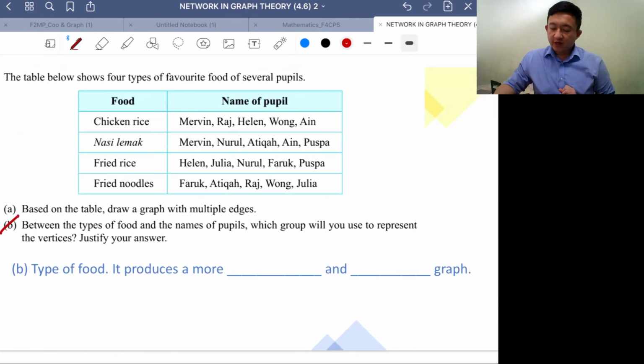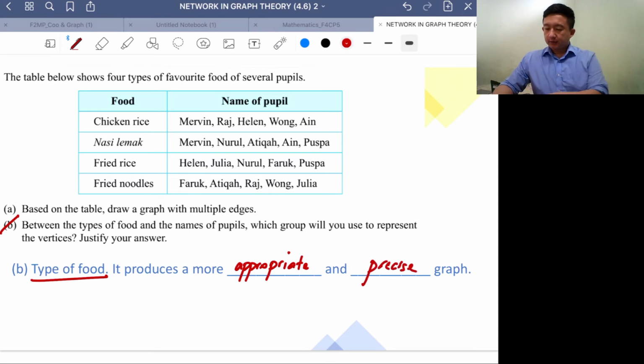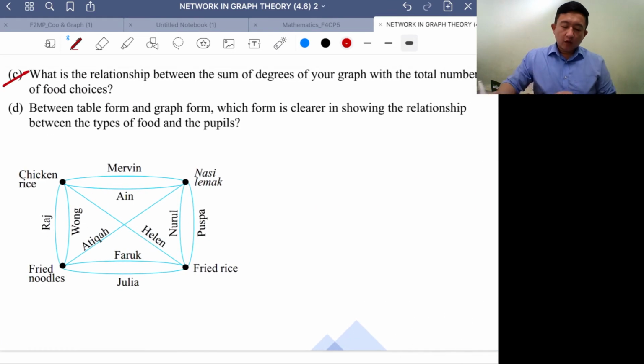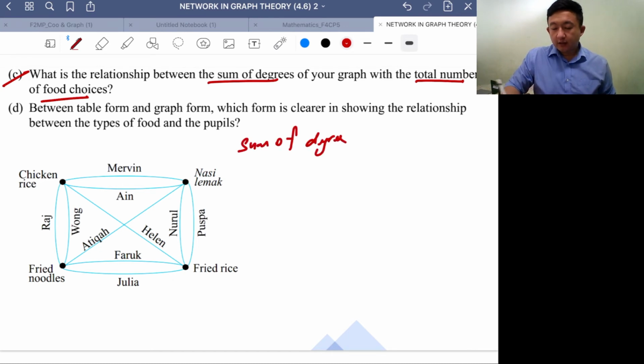Based on the type of food and the name of the student, which group do you use to represent the vertices? I'll go for type of foods, as I mentioned, because it produces a more suitable, more appropriate and precise graph, right? And then we go on with C. What is the relationship between the sum of degree of your graph and the total number of food choices? Sum of degree, the formula, sum of degree is 2 multiplied by the number of edges.